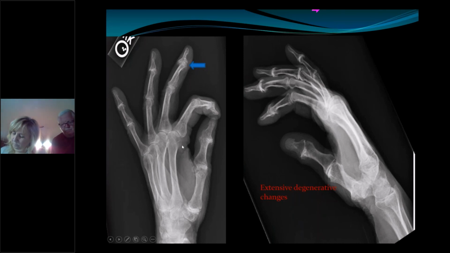Now, the difference is rheumatoid arthritis almost always affects the MCPs significantly and rarely the DIPs. Can you have both? And the answer is yes.